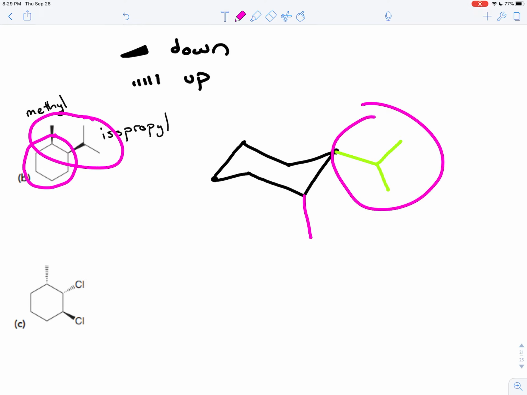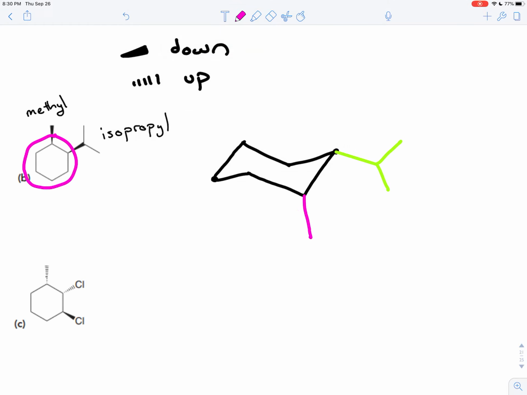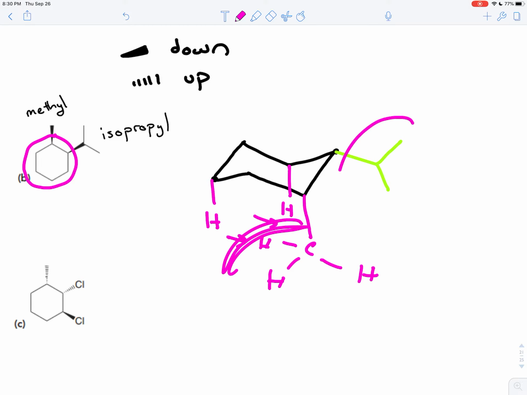So we chose to have the bulkier branch equatorial. That gives it more space. What'll end up pushing against this methyl group are the other hydrogens that will be axial. There's an axial hydrogen here, there's an axial hydrogen here, and so those will push on this CH3, and that's what gives rise to the instability. But there's at least less instability than if the isopropyl group were going axial, because that's bulkier.